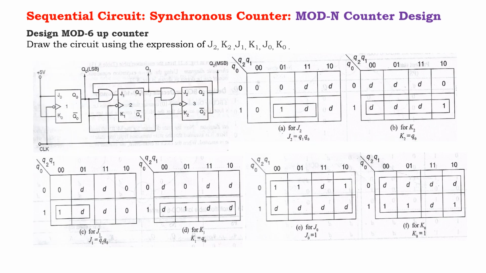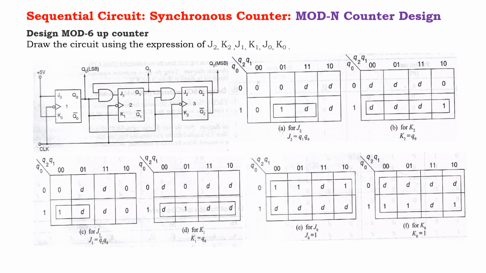If we get the values like this, then make the circuit. Here J2 is Q1 and Q0 AND operation. So put a two-input AND gate, where one input is Q1 and the other input is Q0, and the output is J2. For K2, it is only Q0, so K2 is simply connected to Q0. Similarly for J1, K1, J0, K0, we make the additional combinational circuits.